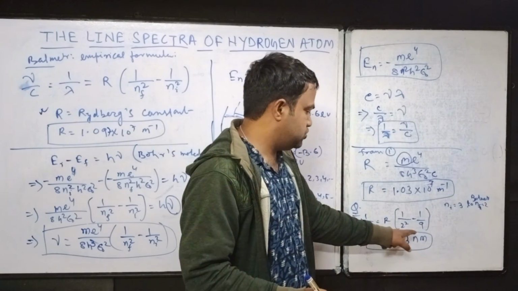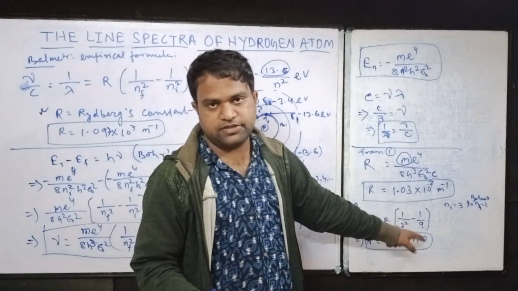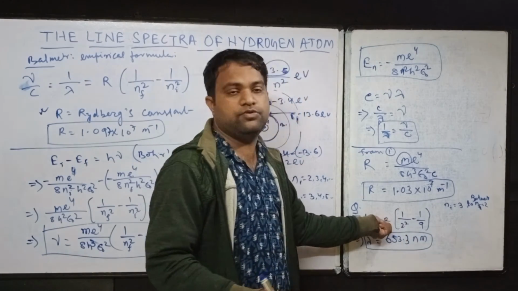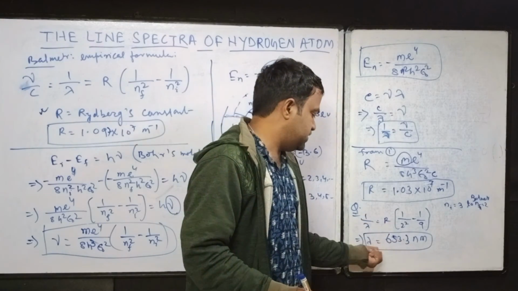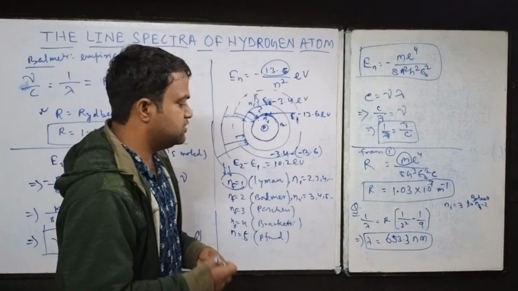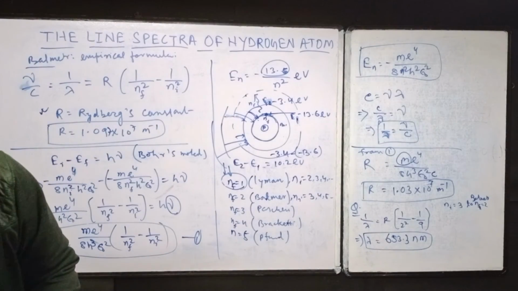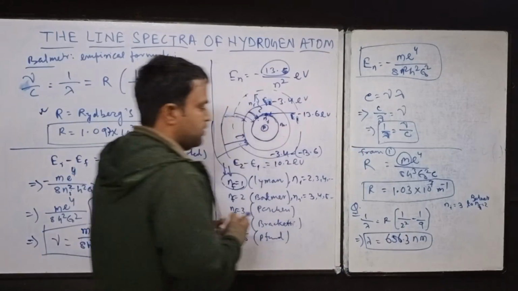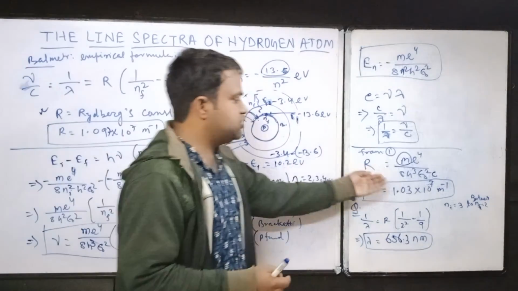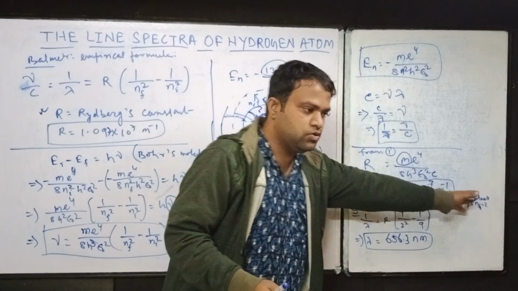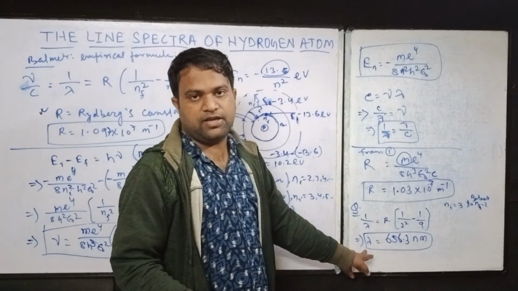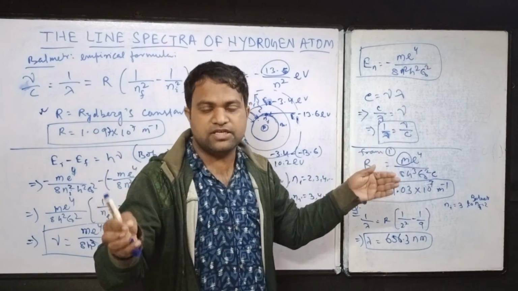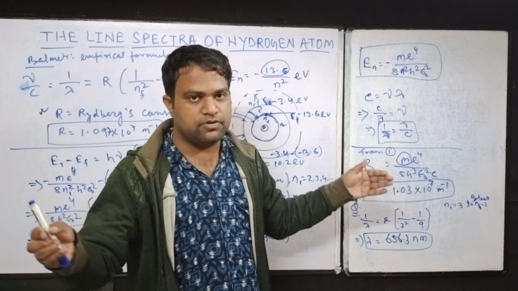So you can use your formula, just subtract 1 upon 2 square and 1 upon 3 square, multiply with your Rydberg constant, and you should get 656.3. Similarly, if it will jump from 4 to 2, then you will get a different lambda, right? All these lambdas are within a spectra, and this series is called Balmer, right?